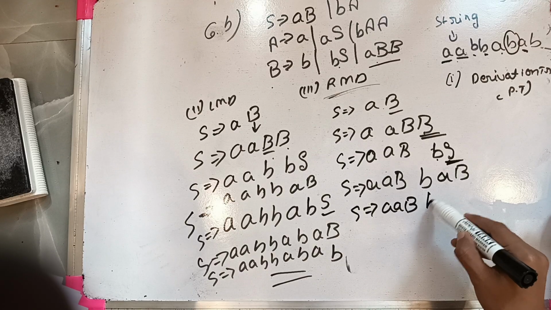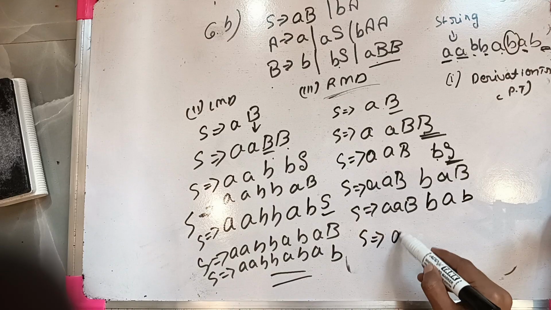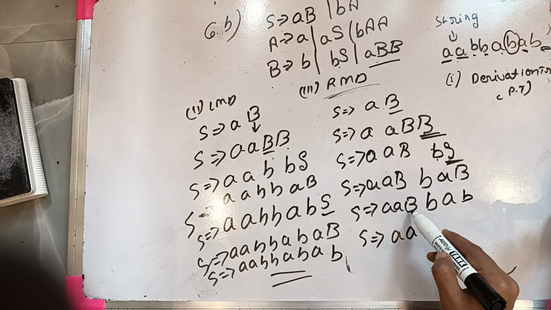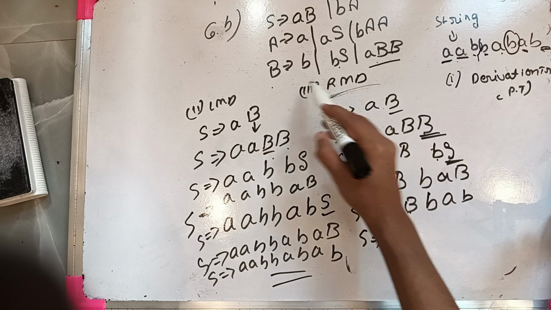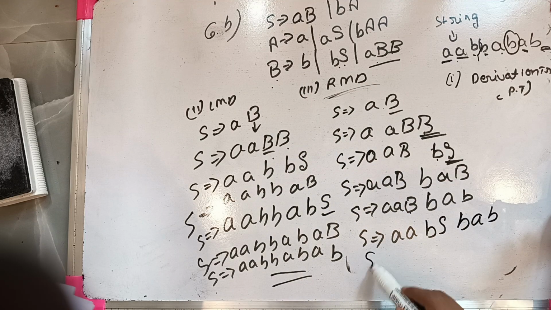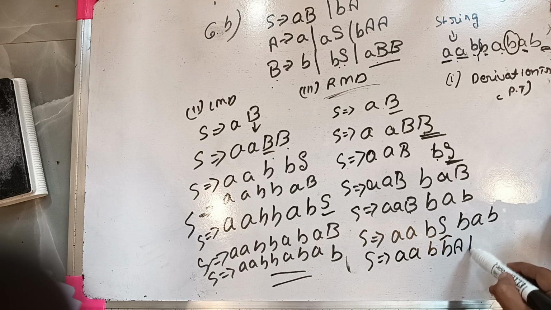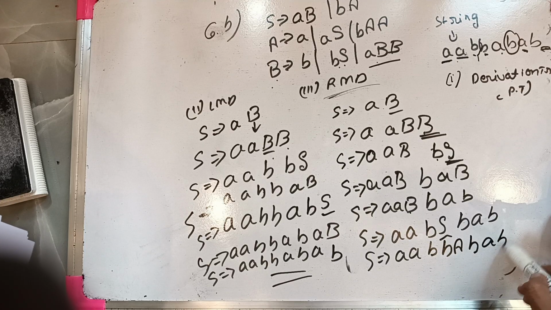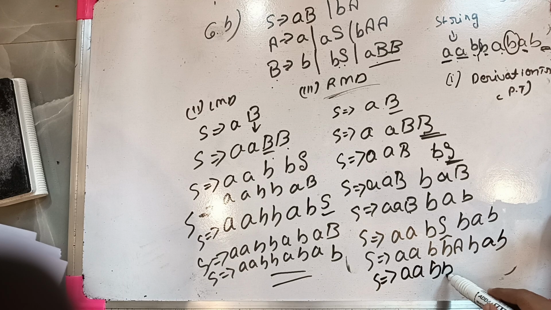B. What is next? B. Next, in the place of B what do I need? I need another B, right? So in the place of B I will substitute BS. S gives B. I require another B here, so B. After that B. In the place of A I will write B.